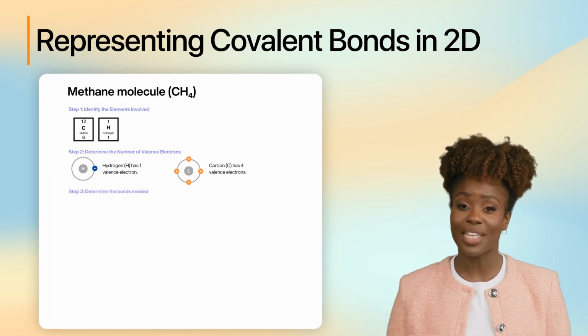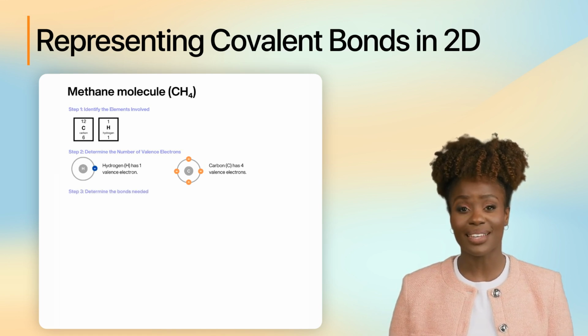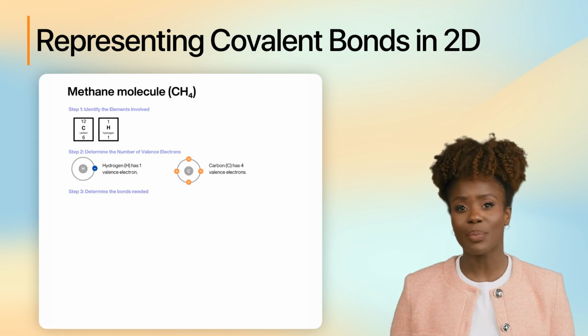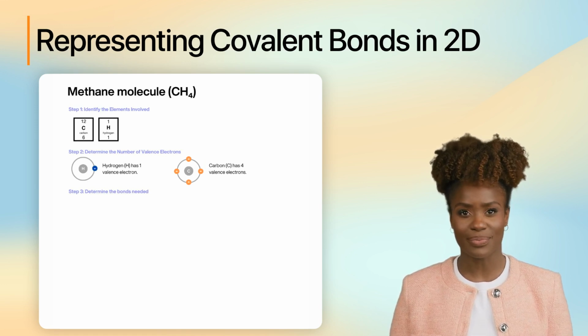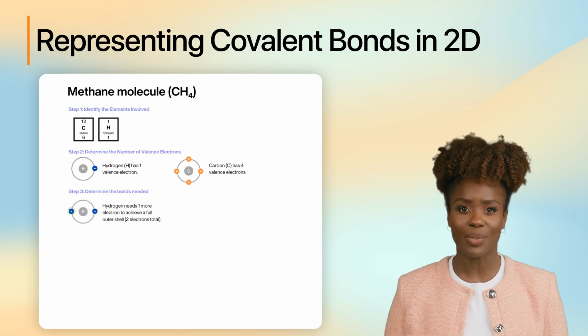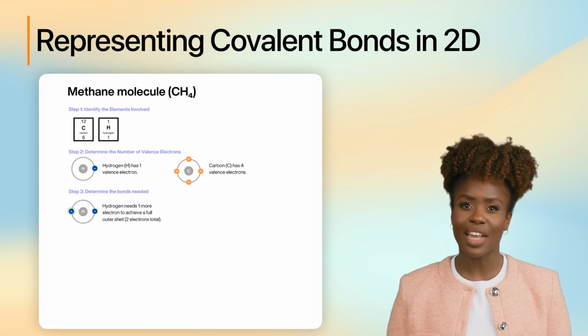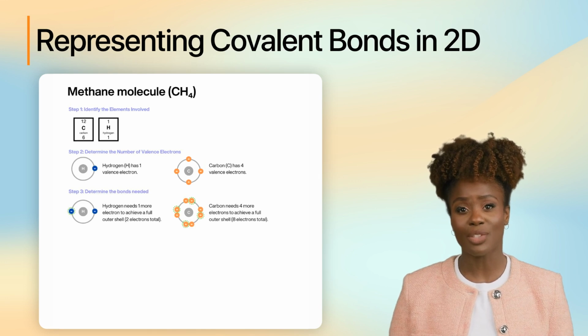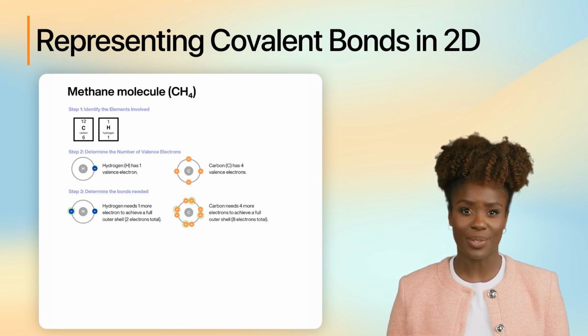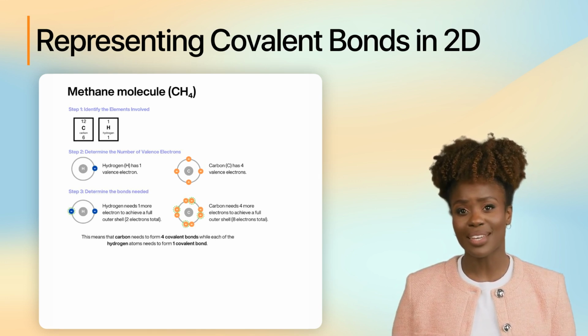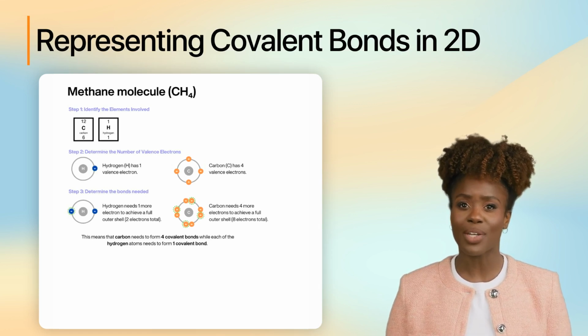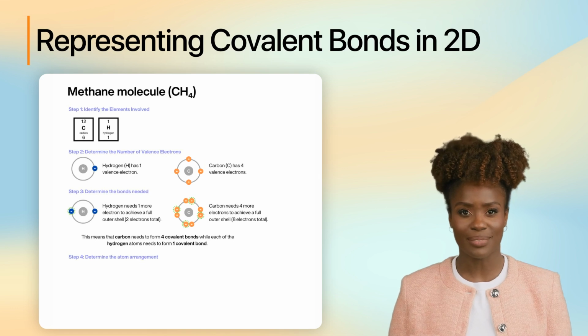Step 3. Determine the bonds needed. Identify how many electrons each atom needs for a full shell, and consequently, how many covalent bonds it needs to form. Hydrogen needs 1 more electron to achieve a full outer shell, 2 electrons in total. And carbon needs 4 more electrons to achieve a full outer shell, 8 electrons in total. This means that carbon needs to form 4 covalent bonds, while each of the hydrogen atoms needs to form 1 covalent bond.